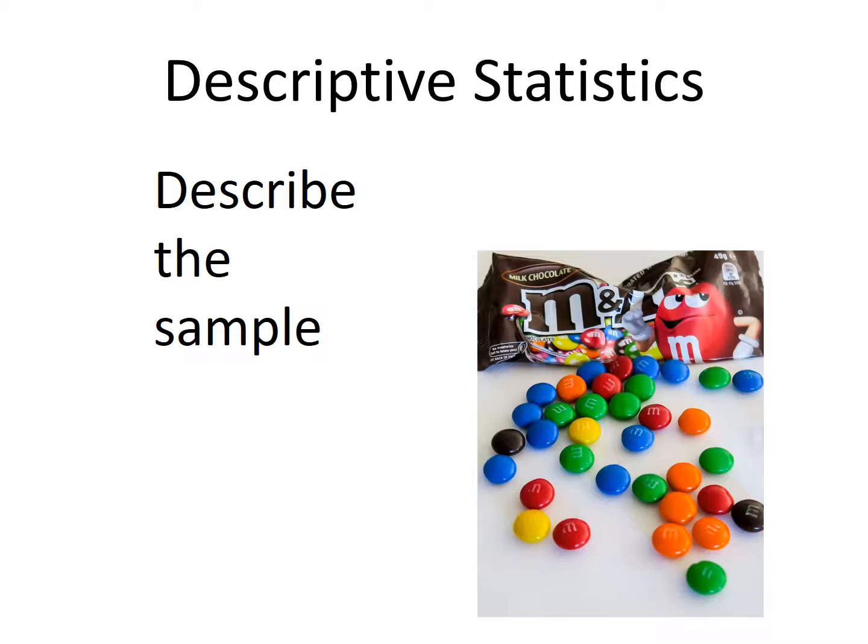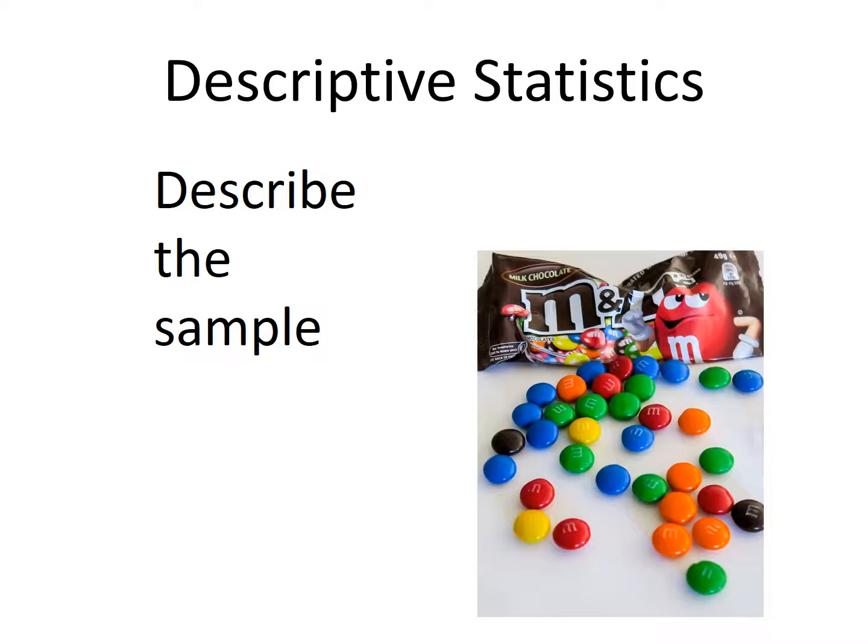There are two broad categories of statistics, descriptive and inferential. The difference goes back to what we learned about samples and populations. Descriptive statistics help us understand the sample. Inferential uses information from the sample to draw conclusions about the population.